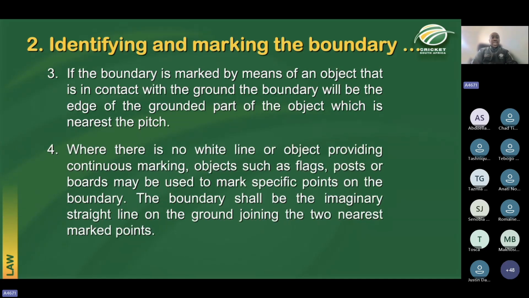Where there is no white line or object providing continuous marking, objects such as flags, posts, or boards may be used to mark specific points on the boundary. The boundary shall be the imaginary straight line on the ground joining the two nearest marked points. I've had a few matches where there was a boundary rope, but that boundary rope did not go completely around the field of play. There was a gap of maybe 15 meters between the one end of the rope and the other end of the rope.